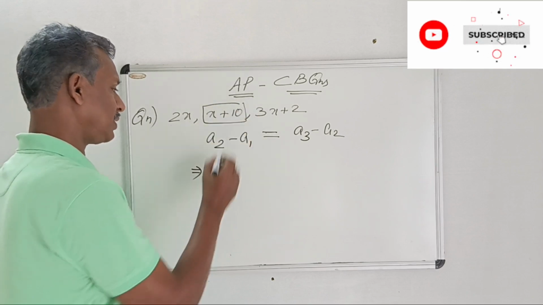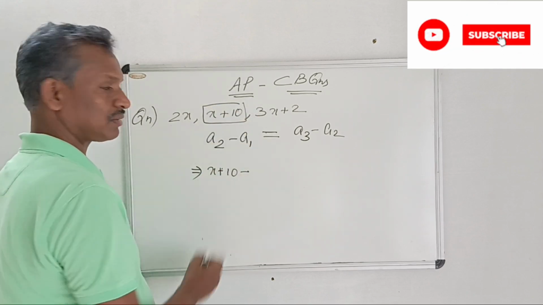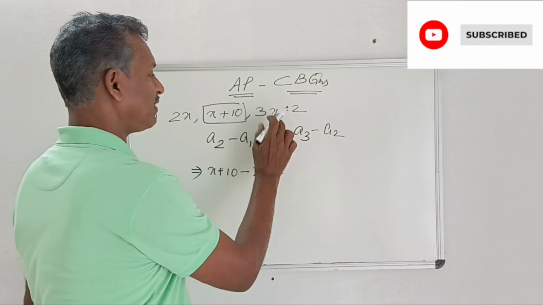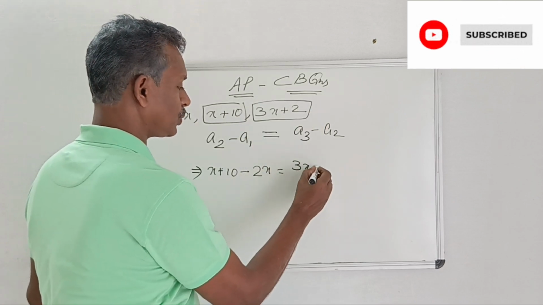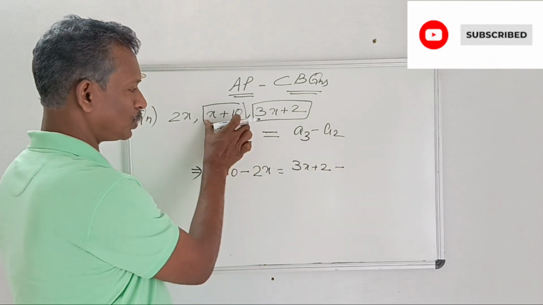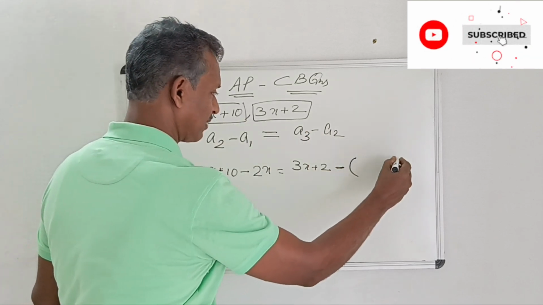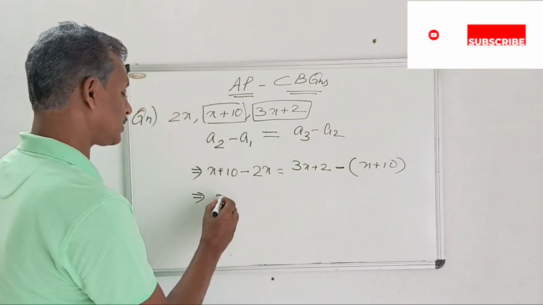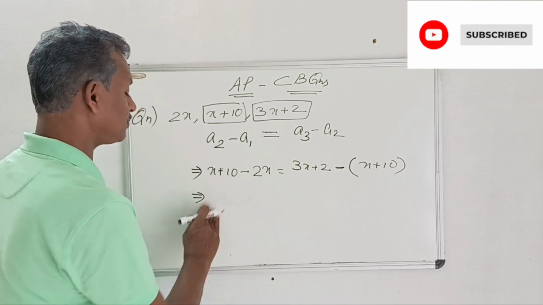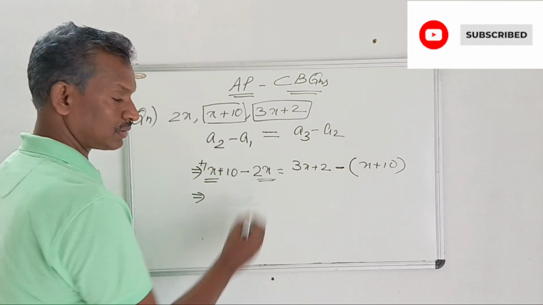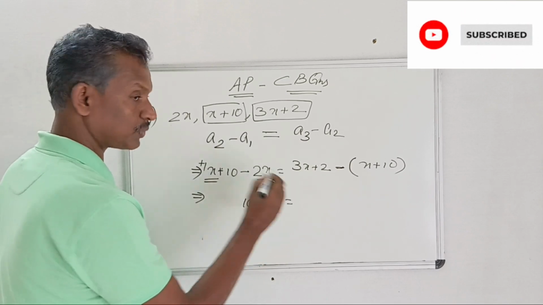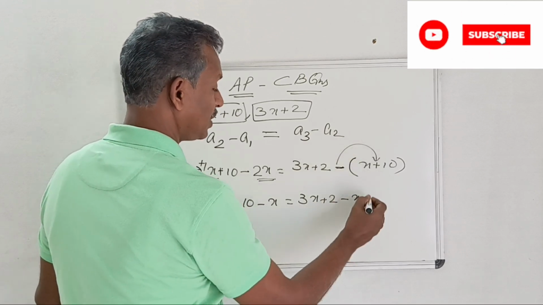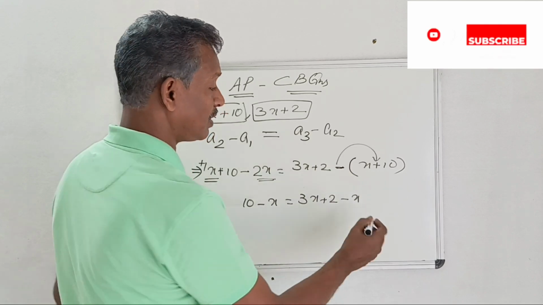So we can write, what is A2 in this question? A2 has 2 terms, it is x plus 10, minus A1 which has only 1 term, it is 2x, is equal to A3 which has 2 terms, it is 3x plus 2, minus A2 which has 2 terms but comes after a negative, so you should definitely use a bracket and write x plus 10. And simplify this. x plus 10, you can simplify here, plus 1x minus 2x, it is minus x, so 10 minus x. On the right, 3x plus 2 minus x, minus operates here also. If you are not putting this bracket, you will keep the plus and everything will go wrong, minus 10.